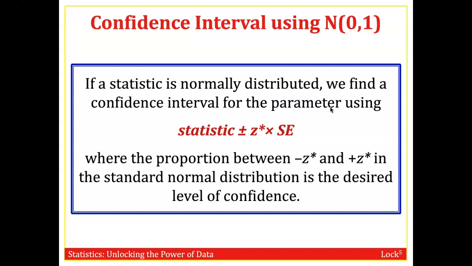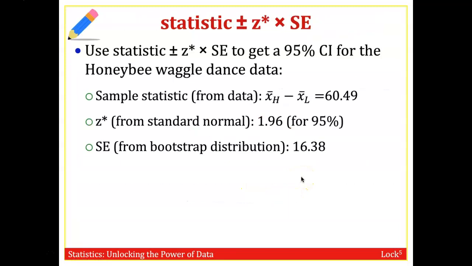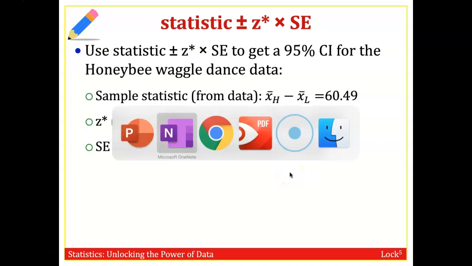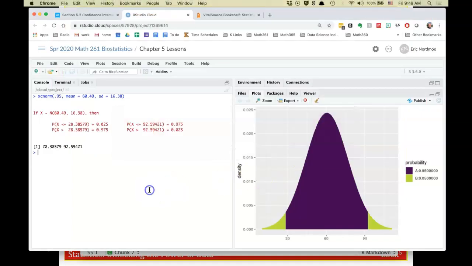So the nutshell of this approach in Chapter 5 is that if a statistic is normally distributed, and we bootstrap it and can see it's normally distributed, we find a confidence interval using the statistic and the standard error, but our multiplier is the z star that corresponds to the level of confidence that we want. All right, so let's see how we could get that. Before we get into the specific example, let's just take a look back over here at the R code.